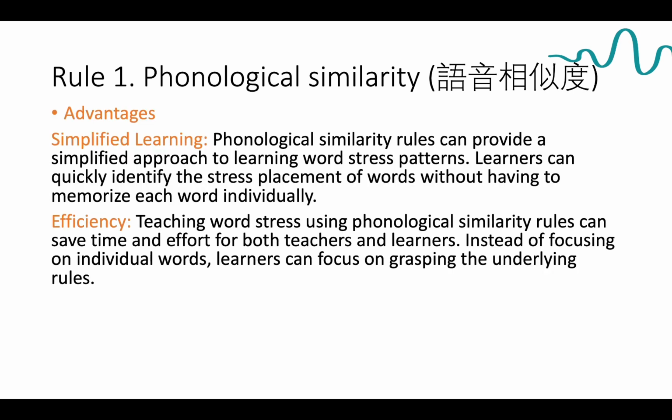Teaching English word stress has some advantages. First, it simplifies students' learning processes compared to memorizing word stress patterns word by word. Phonological similarity rules can provide a simplified approach to learning word stress patterns. Learners can quickly identify the stress placement of words without memorizing each word individually. Secondly, it improves students' learning efficiency. Teaching word stress using phonological similarity rules can save time and effort for both teachers and learners. Instead of focusing on individual words, learners can focus on grasping the underlying rules.